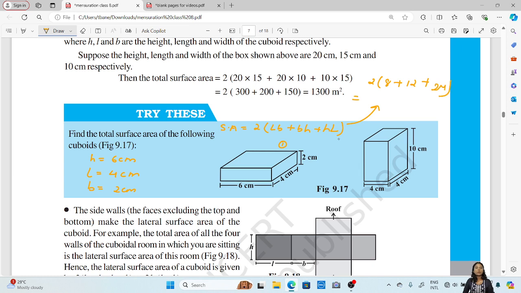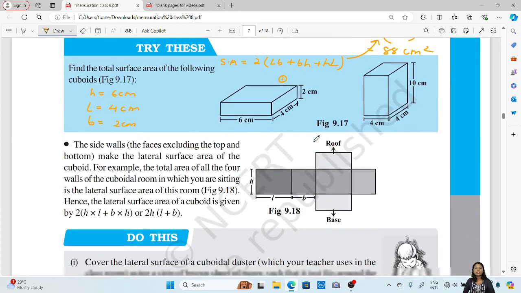So here what we'll get? This will become 2 into 44, and this will be 88 centimeter square. So that is the surface area of this structure.